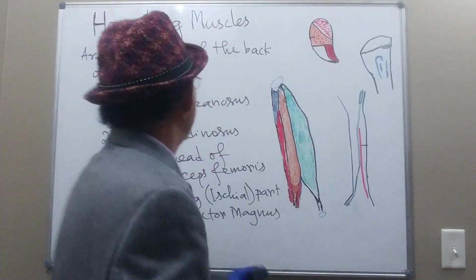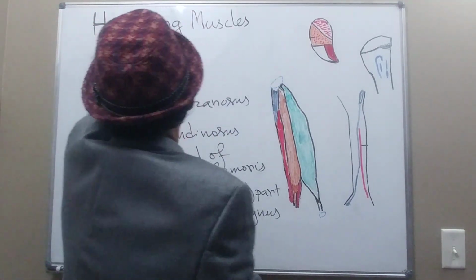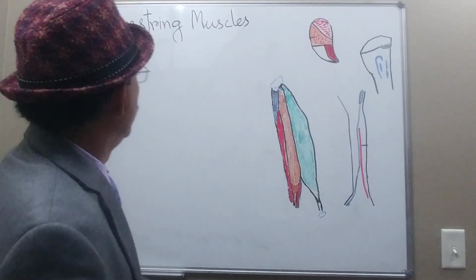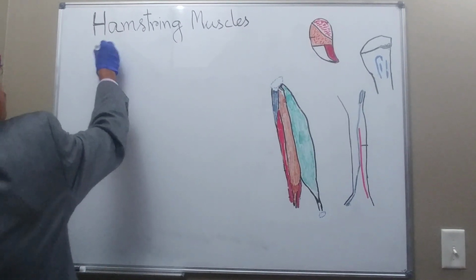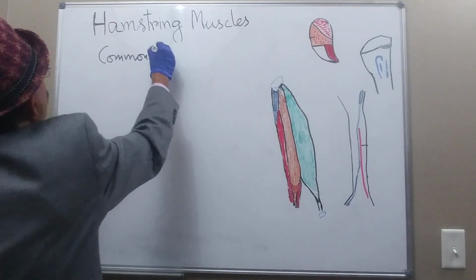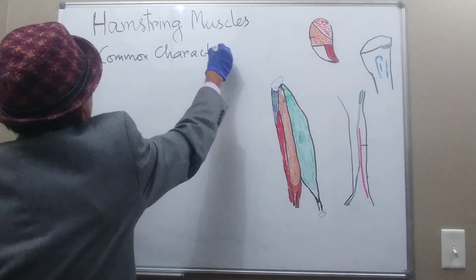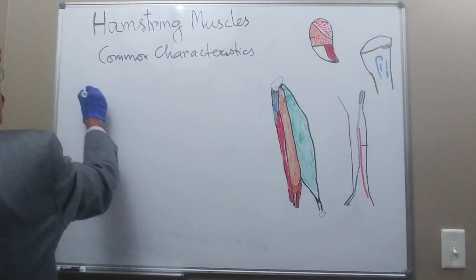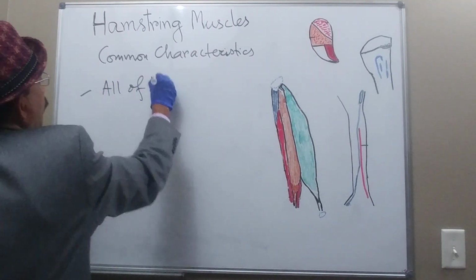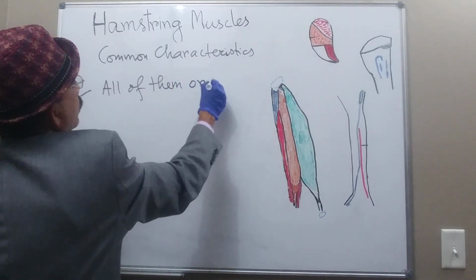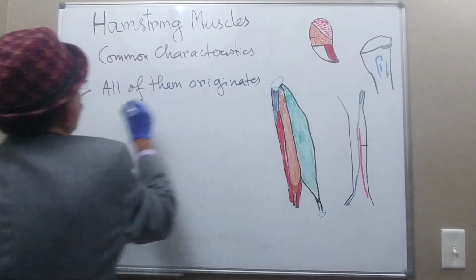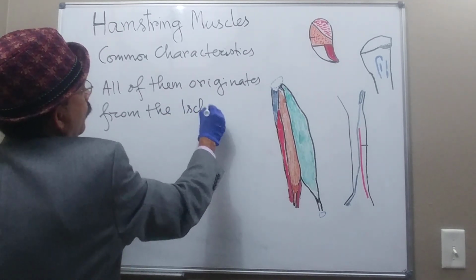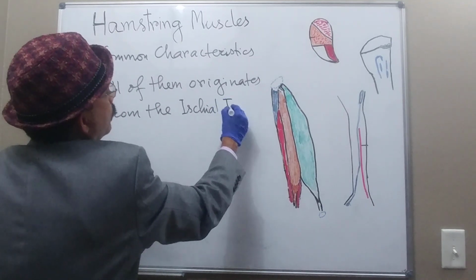They have some common characteristics. We learn what are the common characteristics of the hamstring muscles, or muscles of the back of the thigh. Okay, so number one, all of them originate from the ischial tuberosity.